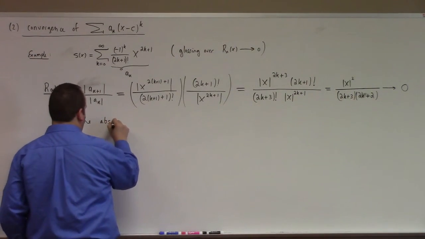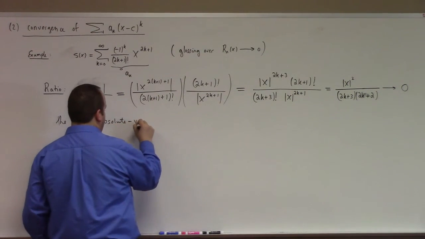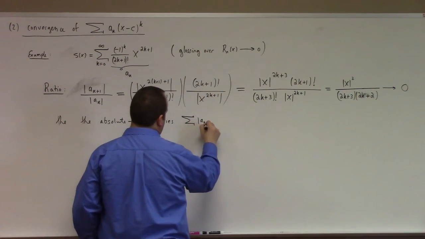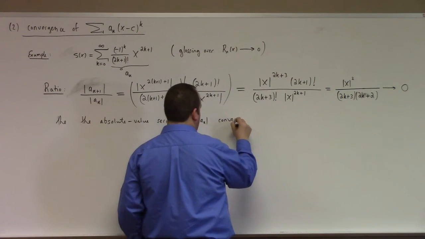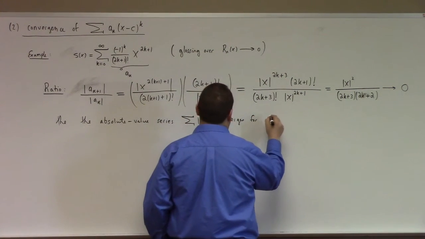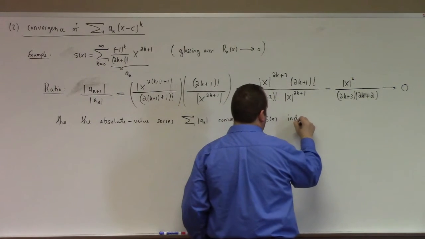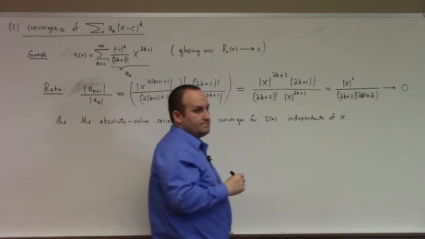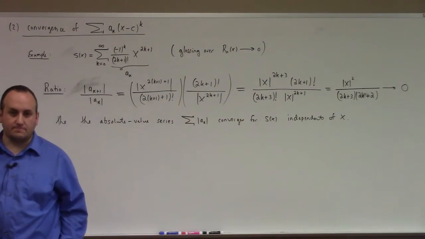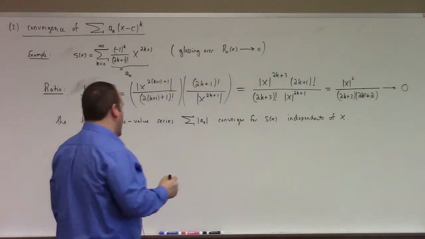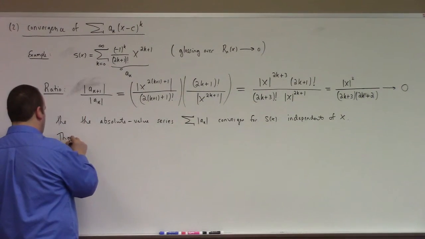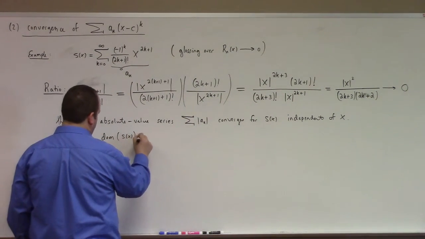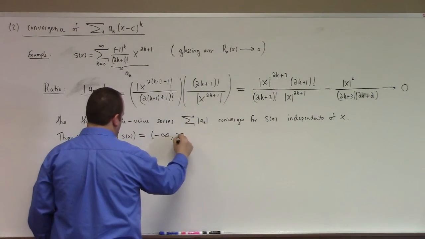Thus, the absolute value series, in other words, the sum of the absolute value of a sub k, converges for S of x independent of x. So what's the domain of S of x then? It's the whole deal.